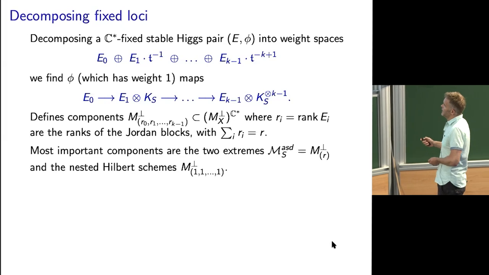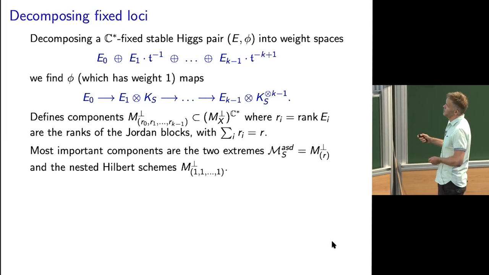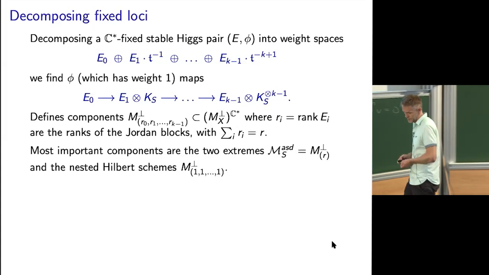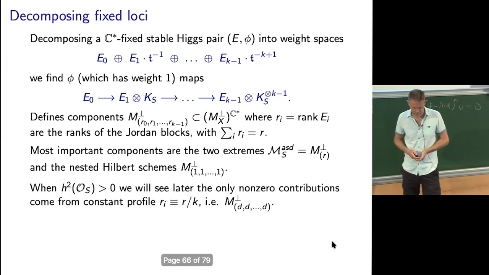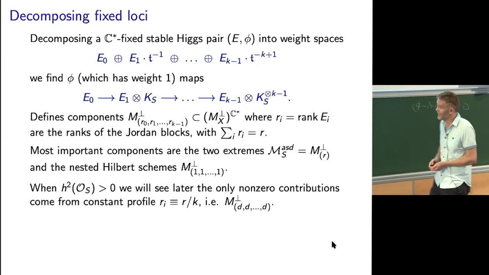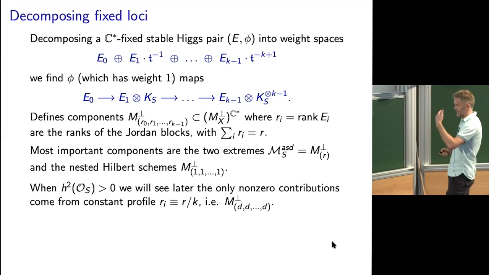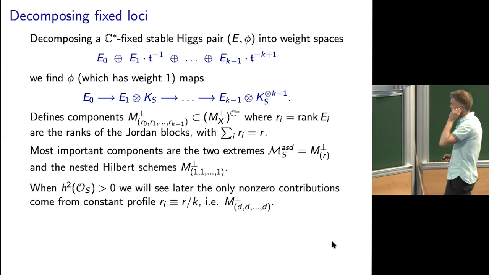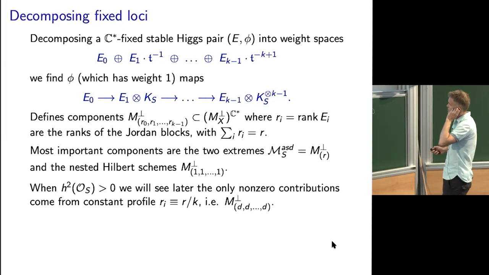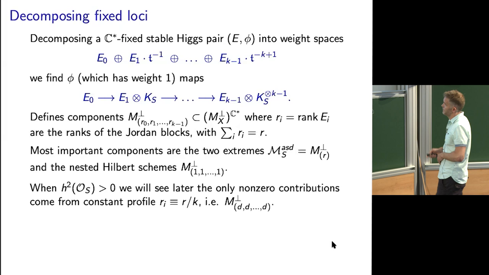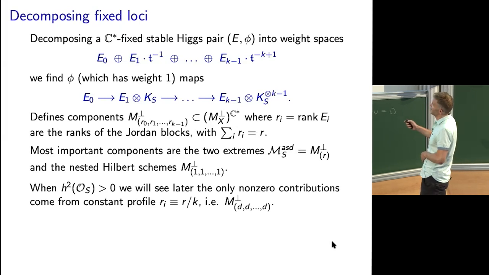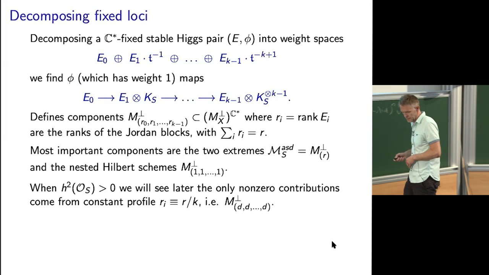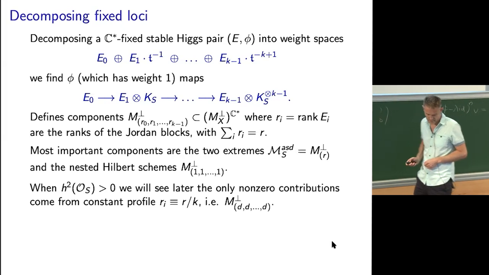And then there's the other extreme where they're spread out as much as possible and they're all rank 1, and that's these nested Hilbert schemes. So that's where the profile looks like this. He called this 1 to the r. And what we'll see later is that when your surface has a 2-form, by something called cosection localization, which I'll discuss, the only non-zero contributions come from constant profiles, so where all these ranks are the same, and where actually these phis are generically isomorphisms, generically over the surface.